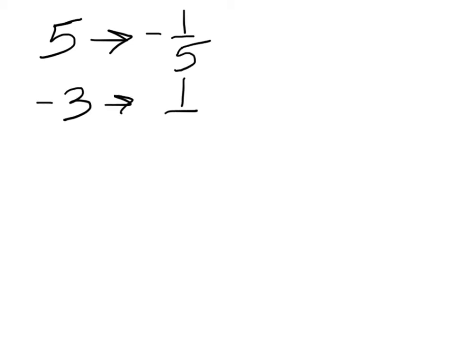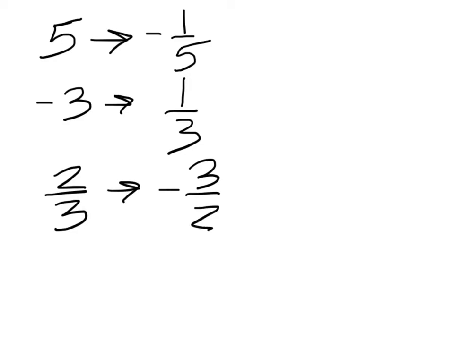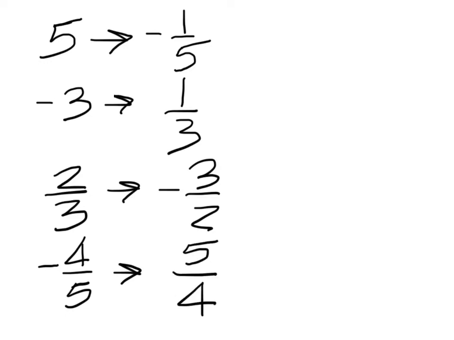To find the negative reciprocal, if it's 5, it would be a negative 1 over 5. If it's a negative 3, it would be a positive 1 over 3. If it's 2 over 3, then it's a negative 3 over 2. And if it's a negative 4 over 5, it would be 5 over 4. You flip it and change the sign.